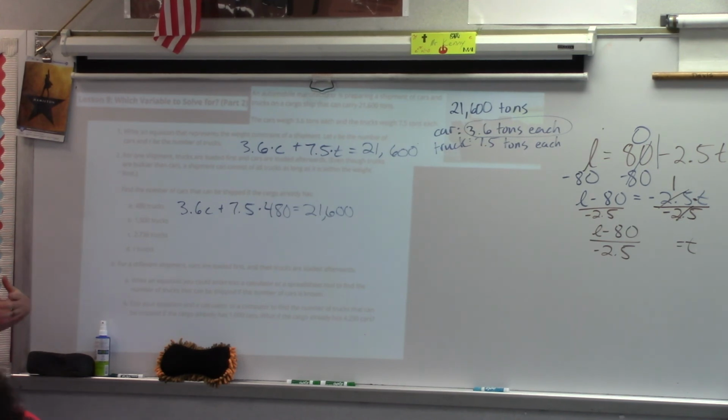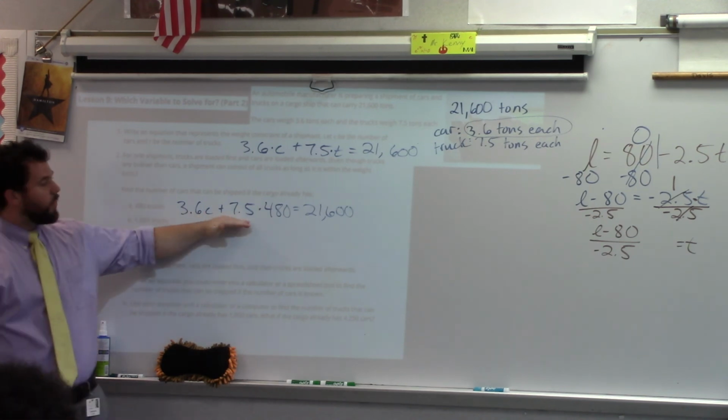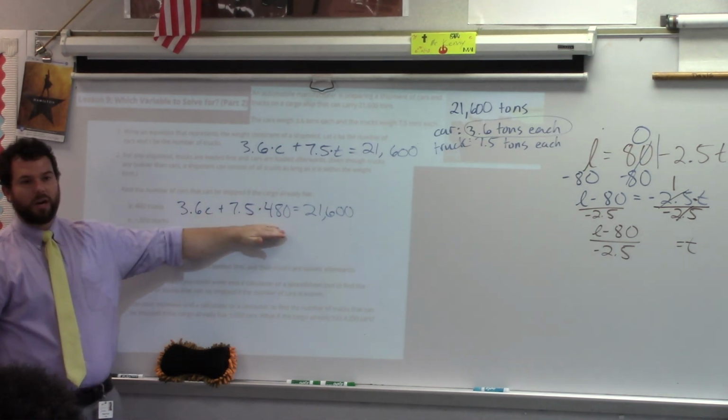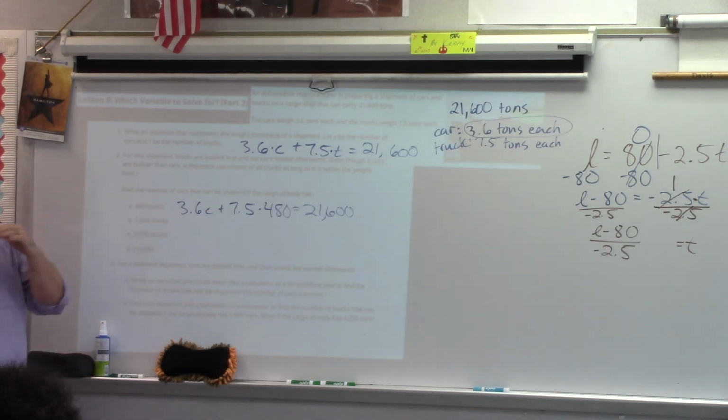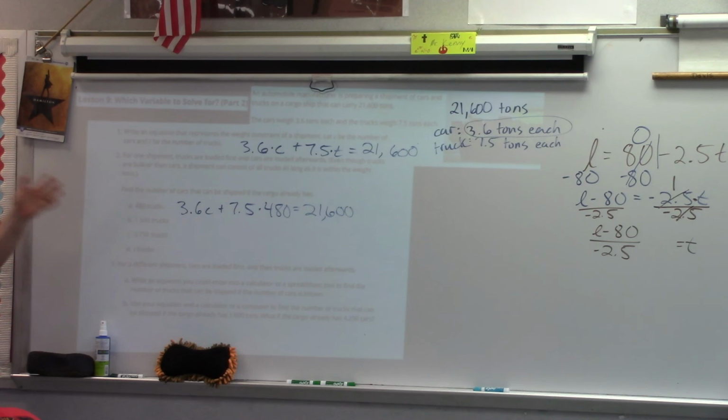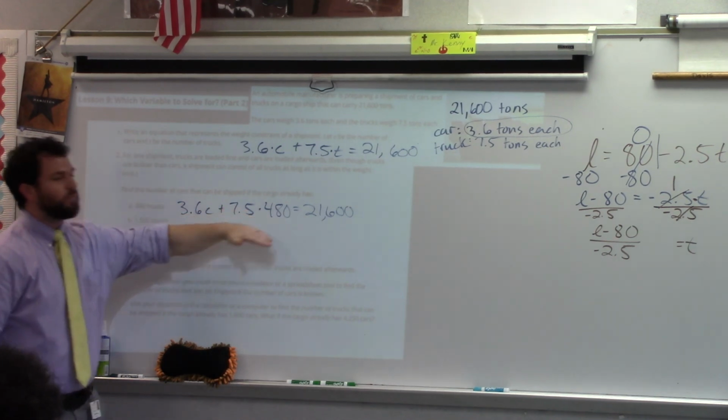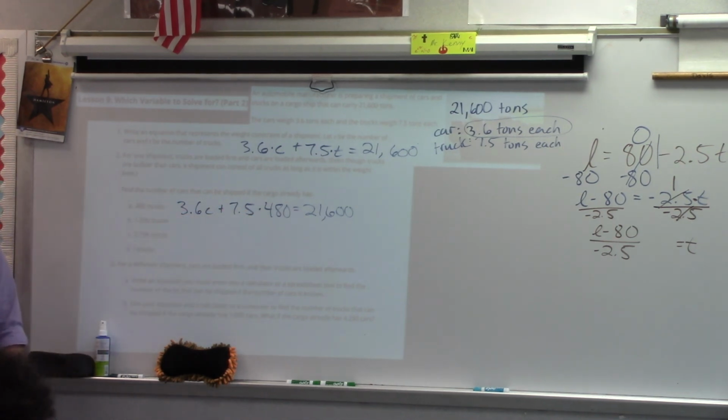You were looking up here. My question is, why is that 7.5 now being multiplied by 480? Matthew already explained it once. Okay, it is going to help us find the number of cars, but why would we do 7.5 times 480 to start?